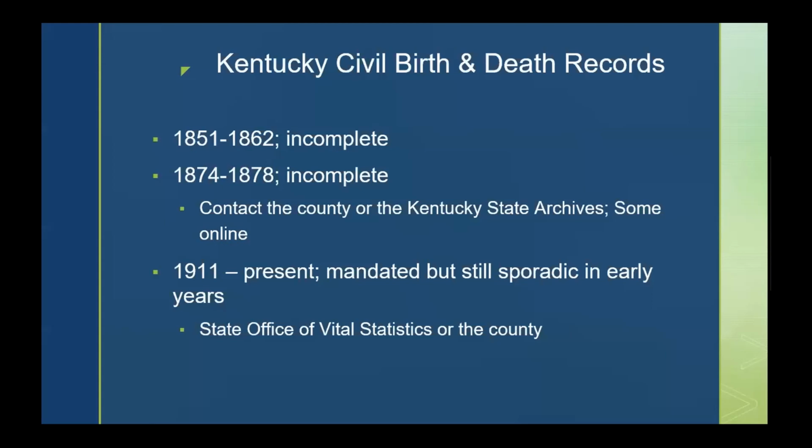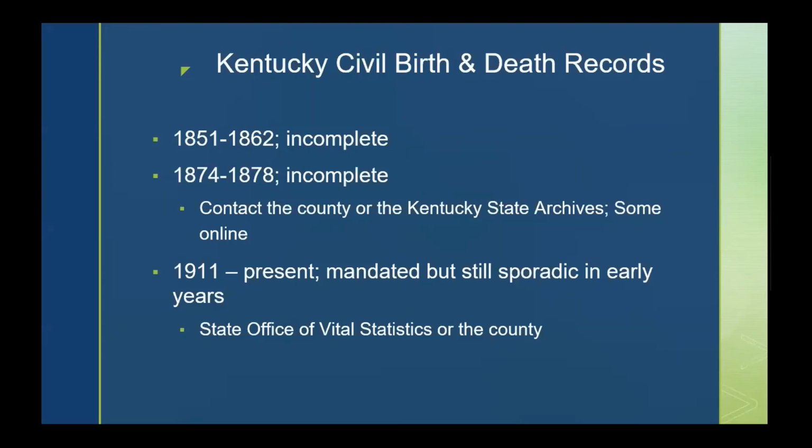And they kept them through 1862 for some areas of Kentucky. Then they stopped. Then they started again in 1874 and kept them through 1878 for some areas of Kentucky, and then they stopped. So if you have somebody who was born or died in those time periods, those records would be at one of the county offices, maybe the Vital Records Office, or the Kentucky State Archives.